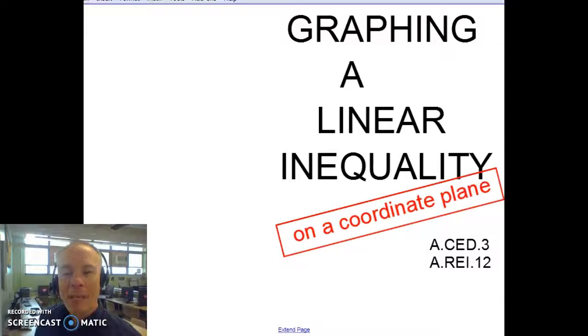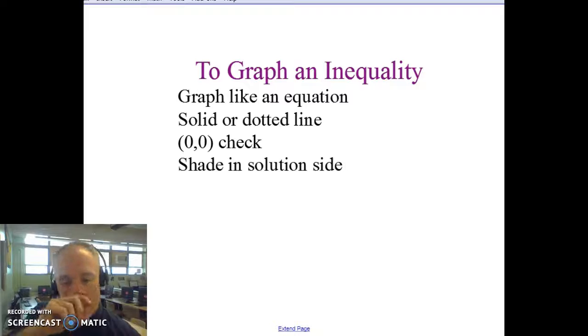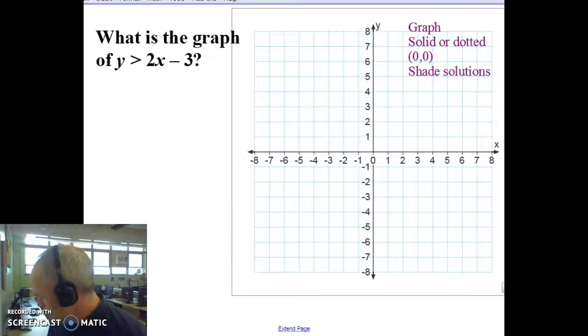Today we're talking about graphing a linear inequality. So to graph an inequality, first you have to graph it just like it's an equation. Second, determine whether the line is solid or dotted. Third, check if 0, 0 is a solution to the inequality. If it is, shade in the region that includes 0, 0. If it's not, shade in the region that does not include 0, 0. What does that mean? Let's make sense of it.